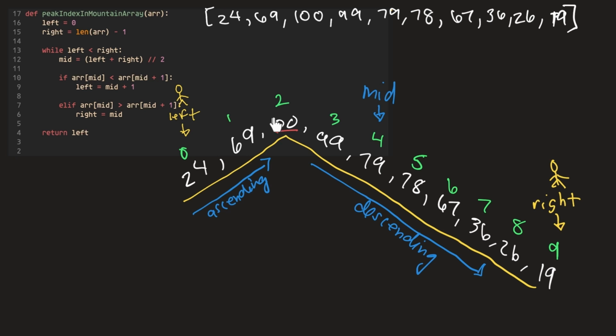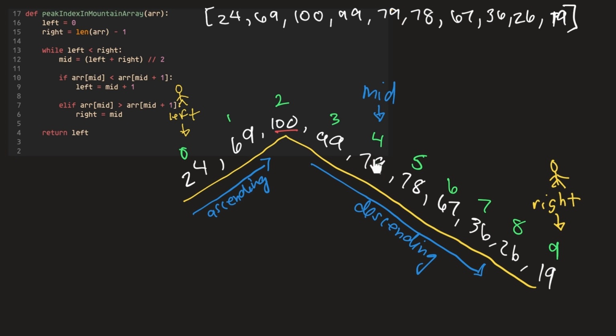And that's because all of the values to the left of our peak are ascending, and all the values to the right of our peak are descending. So if this condition is true, it means our midpoint is on this side. But if our midpoint is greater than array mid plus 1, then it means we're on the right side of our peak. And that's because the values are descending. So our midpoint is here now.